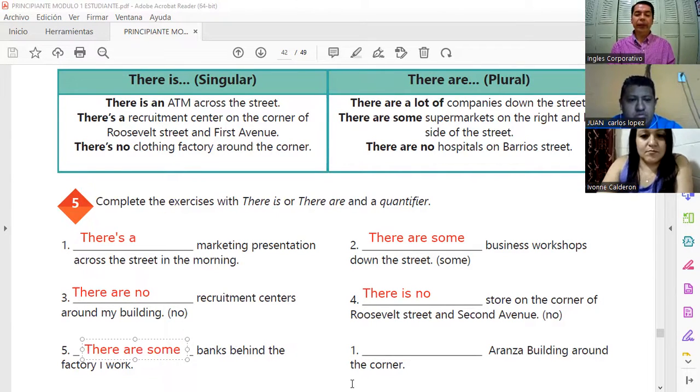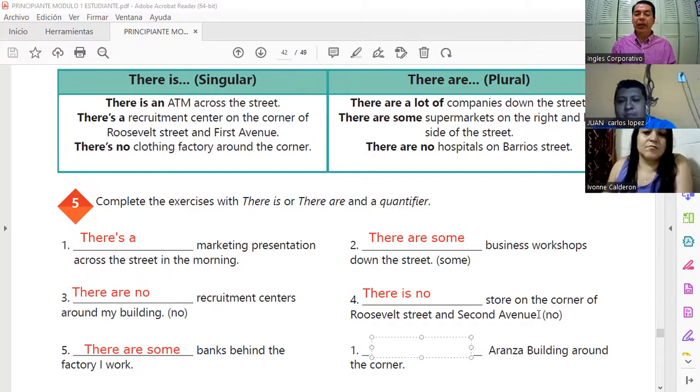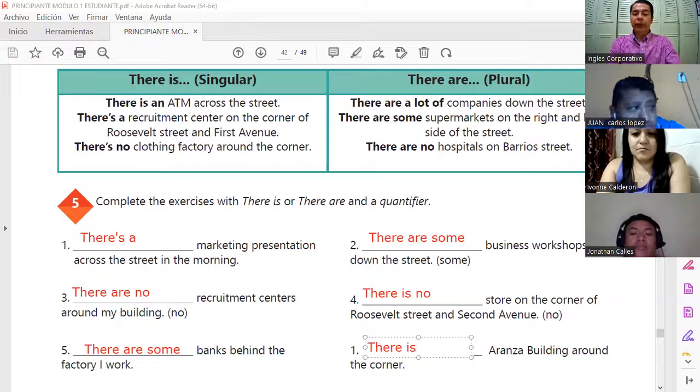Okay. And the number six, well, it says number one, but it's number six, right? Aranza Building. I don't know. It's a name like Cuscatlan Building, for example, right? Around the corner. So there is or there are? What do you think? There is. Very good.